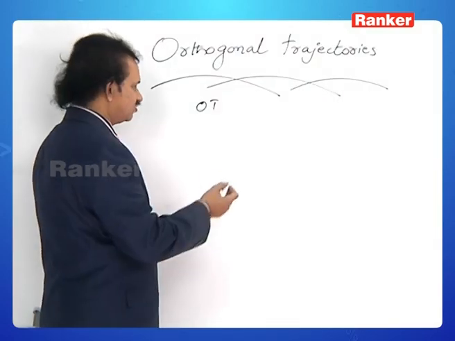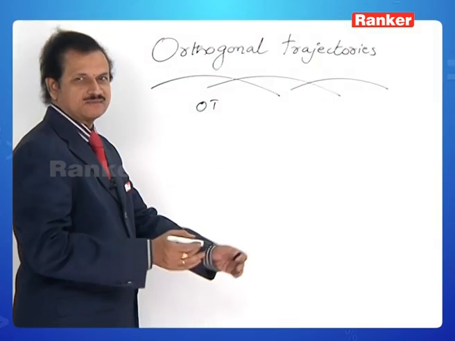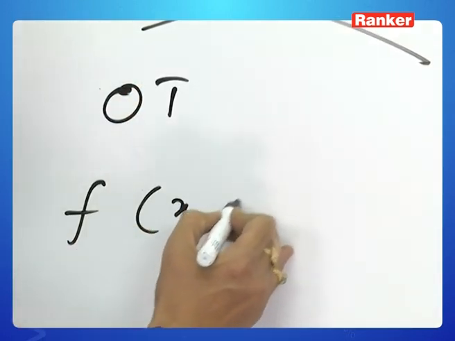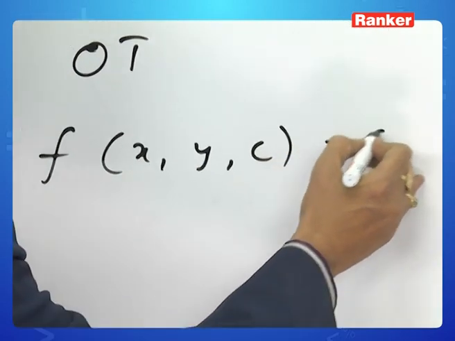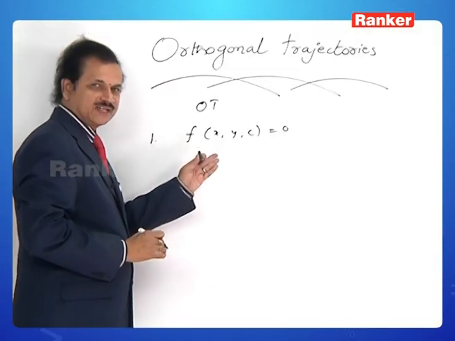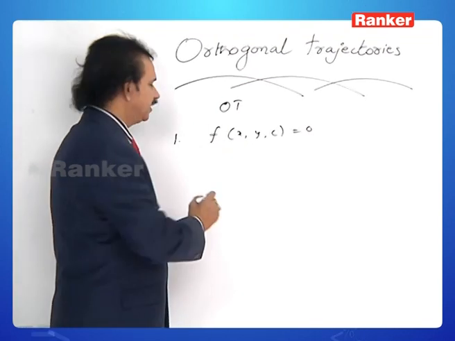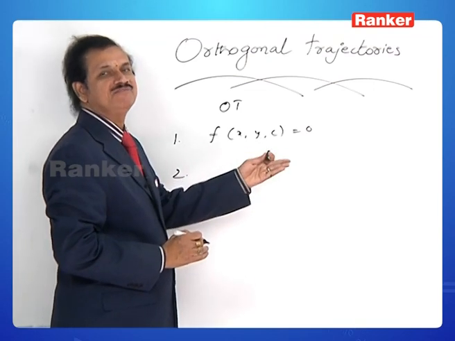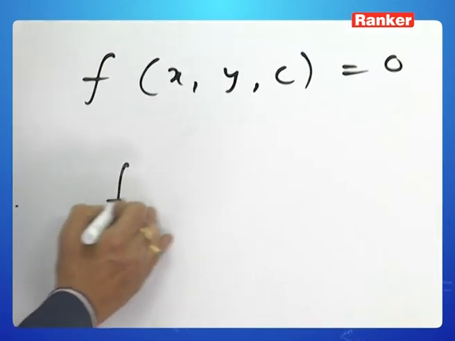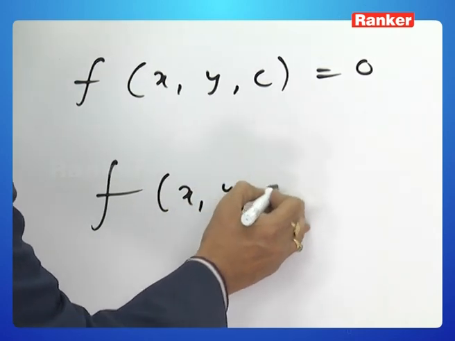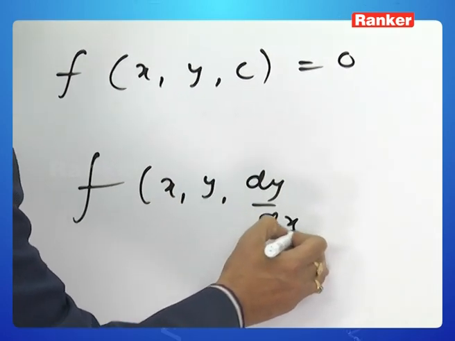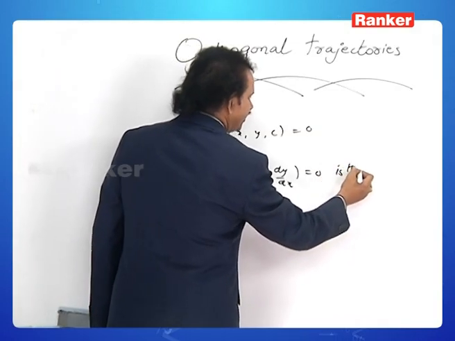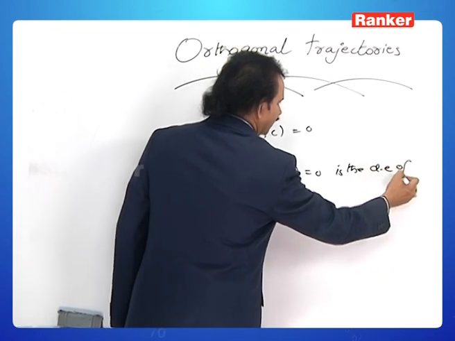Let us understand this procedure by means of some steps. In the first step, let the given equation of the family be f(x, y, c) = 0. You take the given equation of the given family. Second step, you obtain the differential equation of the given family by, of course, eliminating the arbitrary constant: f(x, y, dy/dx) = 0 is the DE of the given family.